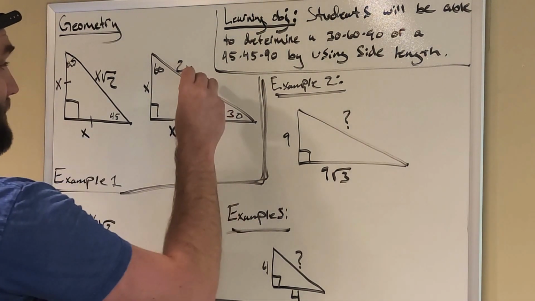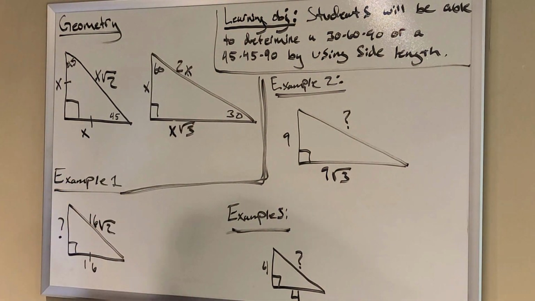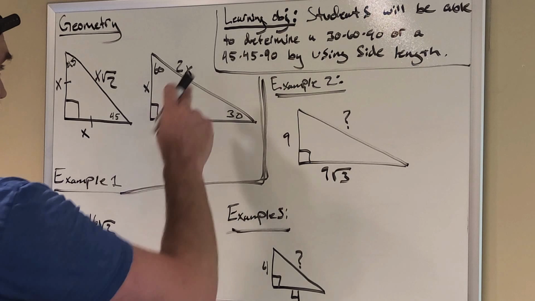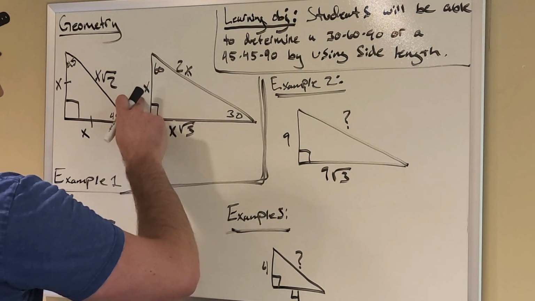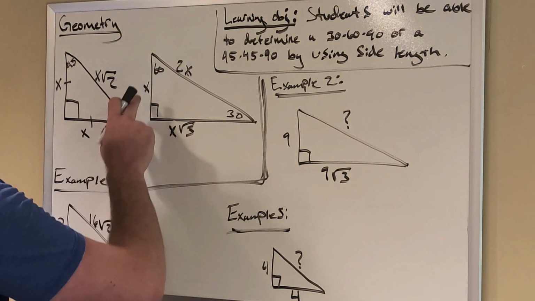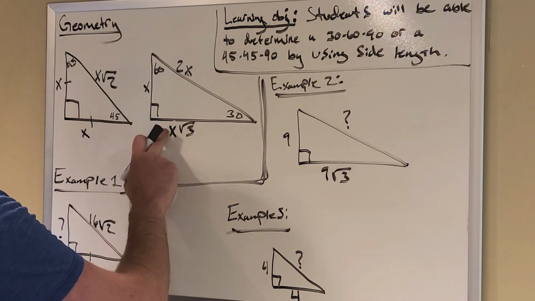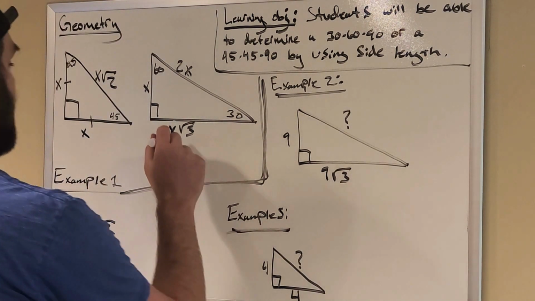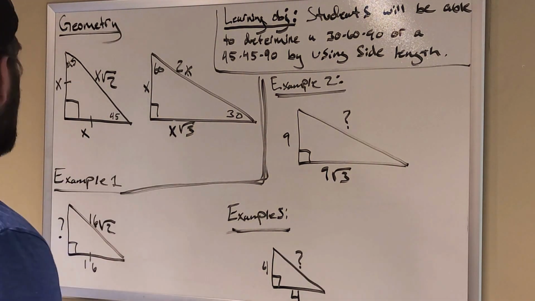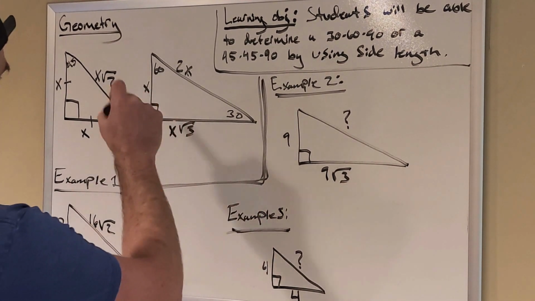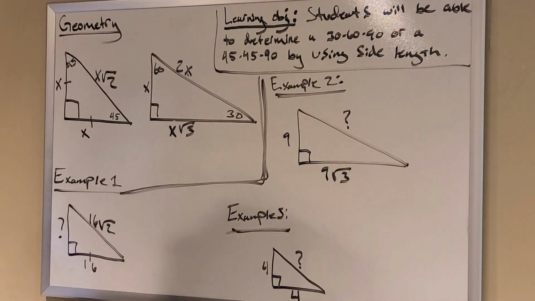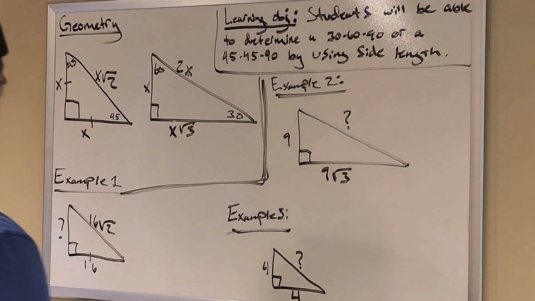If I'm given the long side here, if that long side is 12, I divide 12 in half to get my short side, which would be 6, and I take that 6 and I put it in front of square root 3, and that'll give me my third side. So given any of these sides, I can always find the other two.